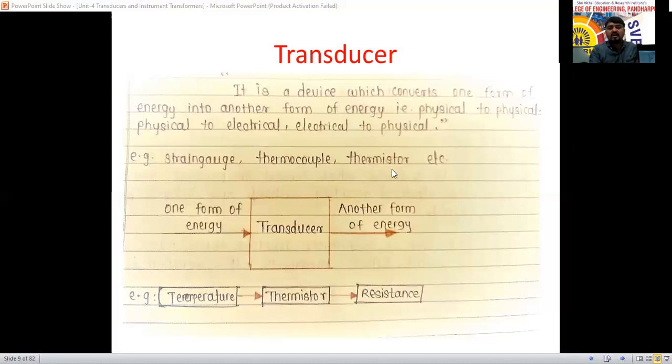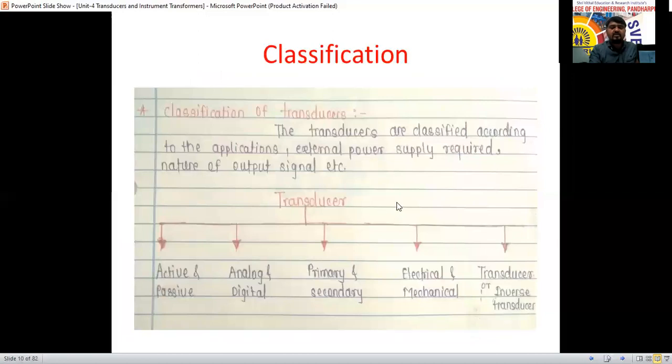Next, we will go for the classifications of transducers. Transducers are classified according to their applications: active transducers, passive transducers, analog transducers, digital transducers, primary and secondary, electrical and mechanical transducers, and inverse transducers. The definitions are the same as what we discussed just now, but the names are given differently as per application. So one by one we'll discuss here.